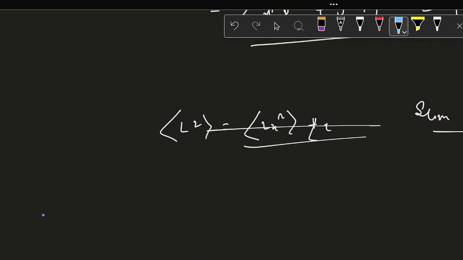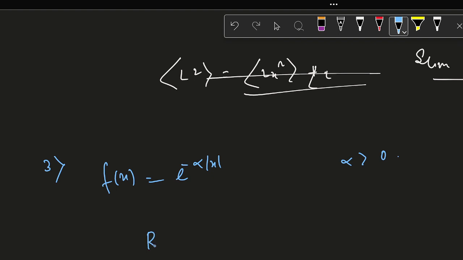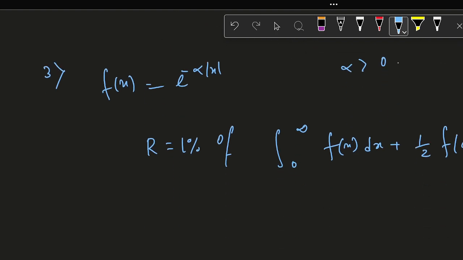Okay, so question number 3 tells you that your function f(x) is e to the power of minus alpha mod x, where alpha is greater than 0, and in the integral the condition is that r is 1% of the approximate answer, which is nothing but the integral from 0 to infinity of f(x) dx plus half f(0). You see that the integral is only from 0 to infinity, that means only the positive side of x. So you can just write mod x as simple x.